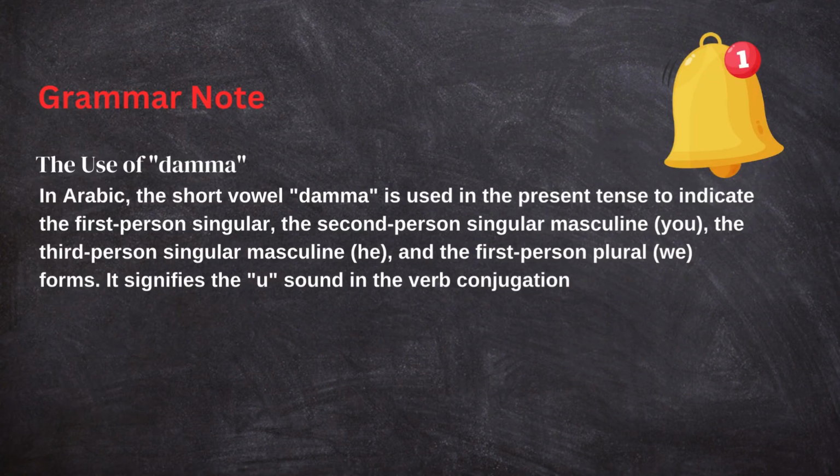Ya Latif. Okay, the grammar note here is the use of Dhamma. Now, I'm not going to explain the whole thing for you. I'm going to be very micro-focused on the use of Dhamma in that specific headline. So in Arabic, the short vowel Dhamma is used in the present tense to indicate the first person singular, I, the second person singular masculine, you, and the third person singular masculine, he, and the first person plural, we forms. It signifies the oo sound in the verb conjugation.